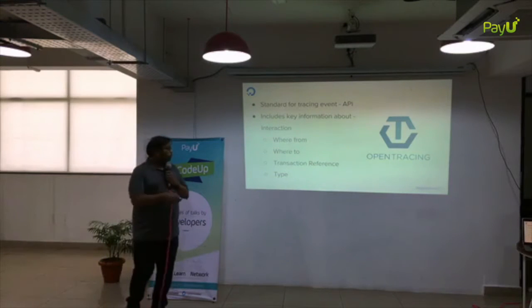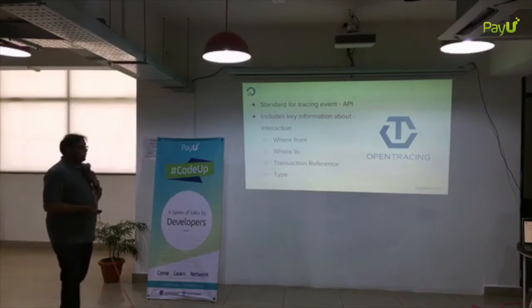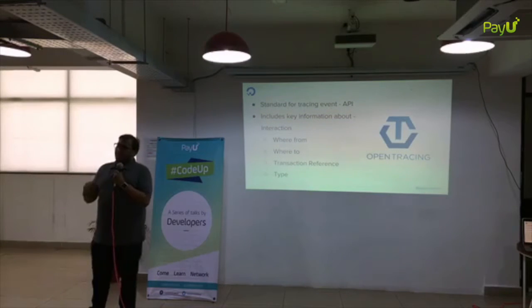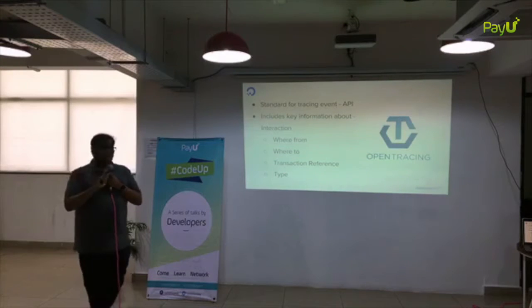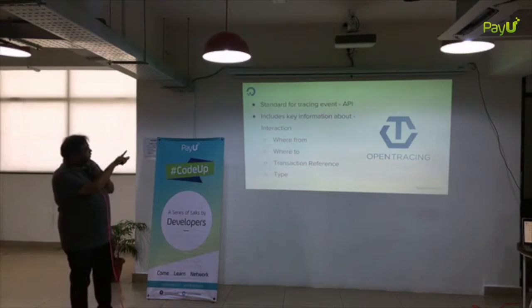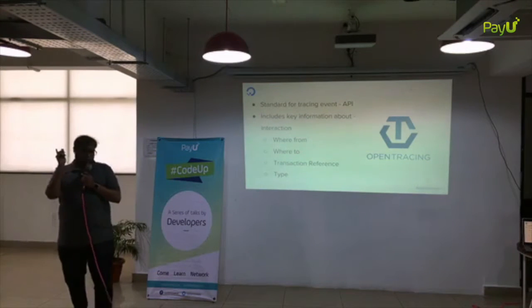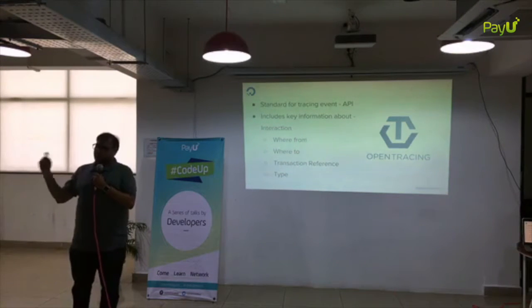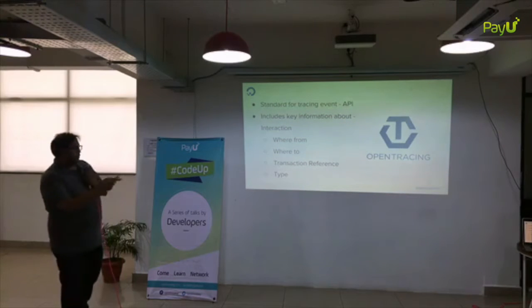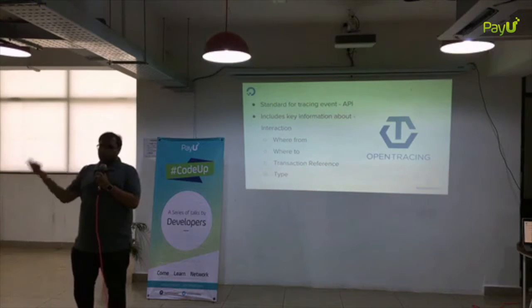So what cloud native did was they came up with something called the OpenTracing standard. They built a standard for these tracing events, and it makes sure it records what is happening with a particular request, where it is coming from, where it is going, what the transaction is, and what type of transaction it is. So basically they built one standard so that the libraries can be shared between different services.